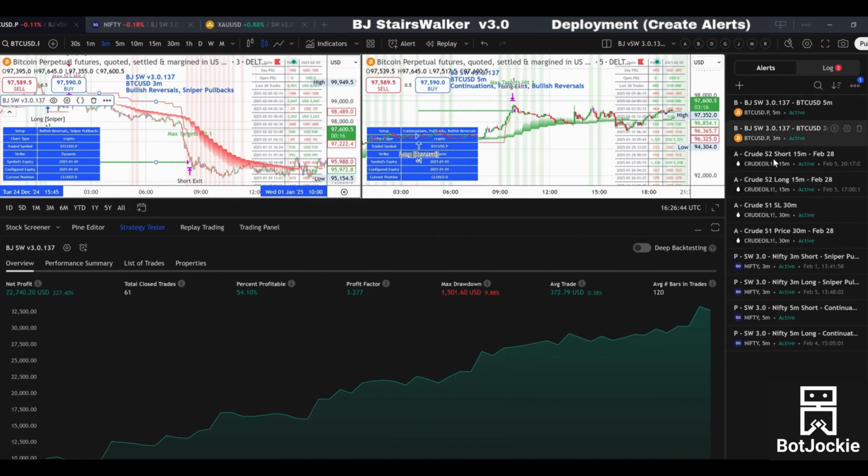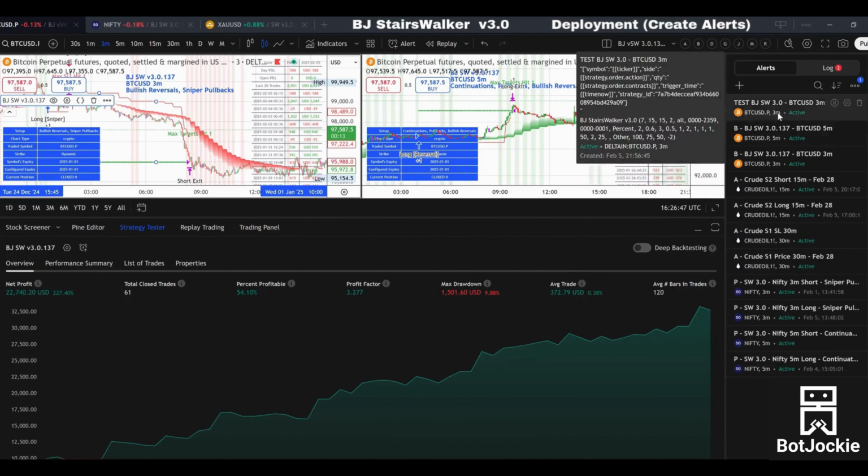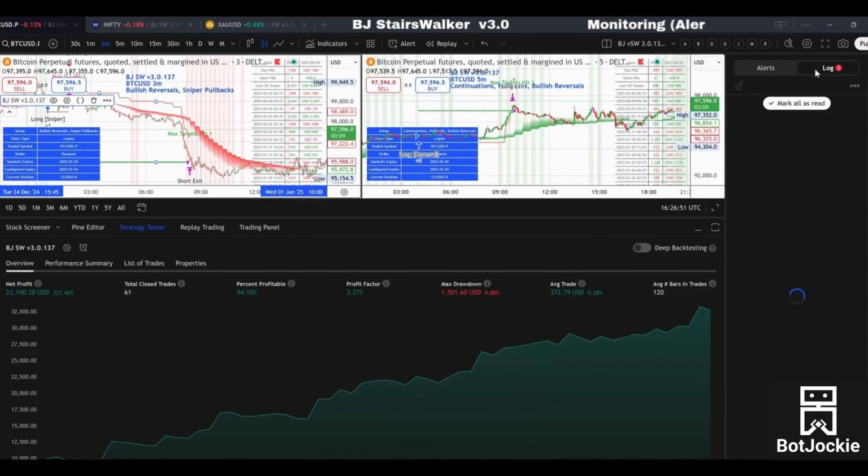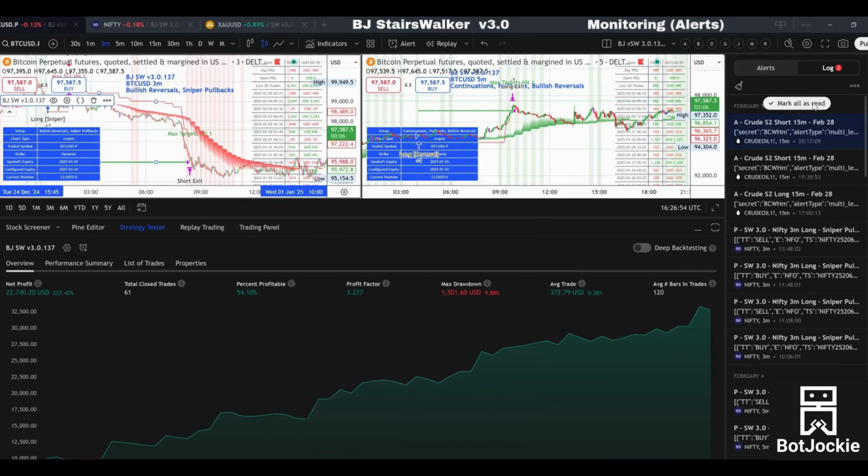And to see the triggered alerts, next to the alerts tab, there is a log tab. In the log tab, you have to switch, and then you will see all these alerts which were triggered. So that's about BTC, how to deploy and everything. I hope you understood.